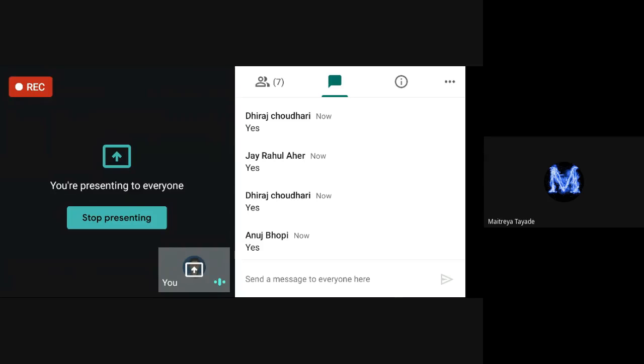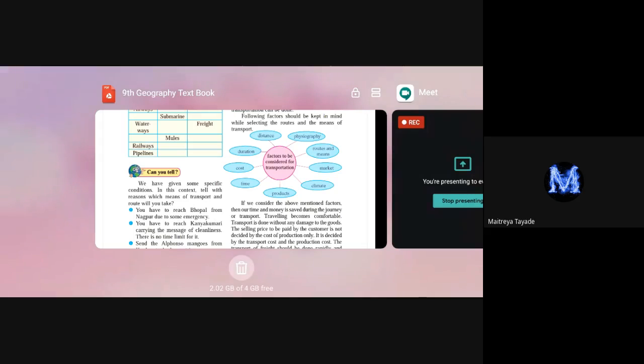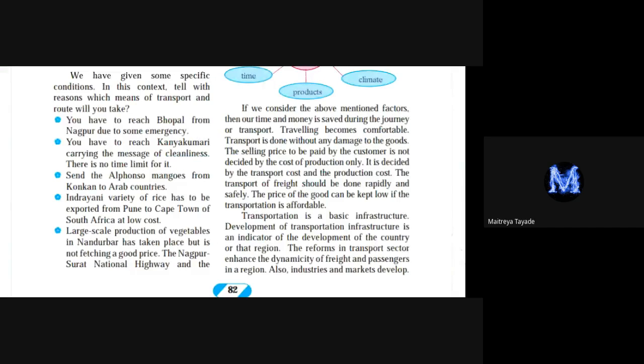If we consider the above mentioned factors, then our time and money is saved during the journey or transport.